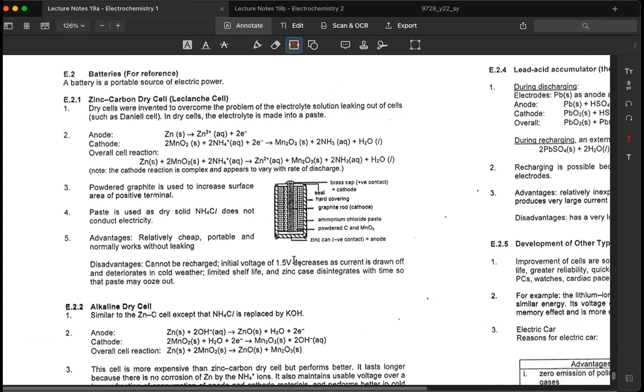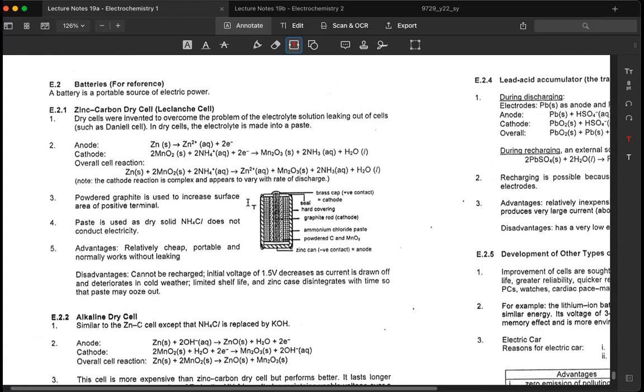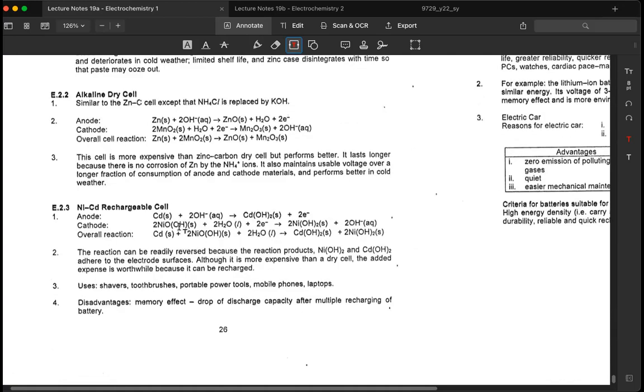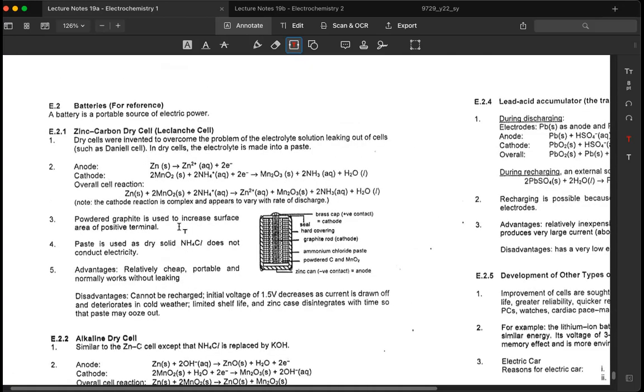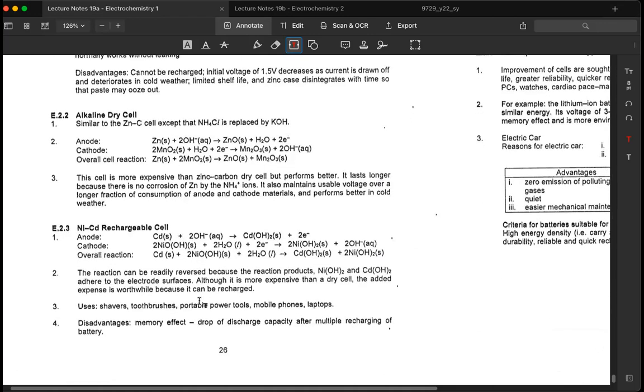You can read yourself about the zinc carbon dry cell, another type of cell. Basically know how to write the equations, and the use of the materials lah. Okay, alkaline dry cell, the different types of batteries. For reference, it's good for you to read, because even if they give you the context, it's good for you to just read up.